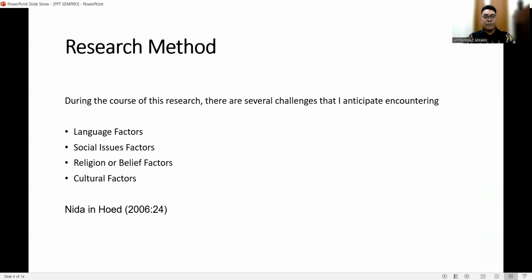Next, we have the research method. During the course of this research, there are several challenges that I anticipate encountering. There are four. The first one is language factors, the second one is social issues factors, the third one is religion or belief factors, and the last one is cultural factors. As said by Nida in Hood, 2006, page 24.